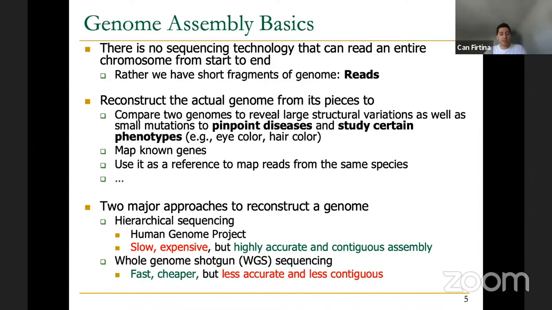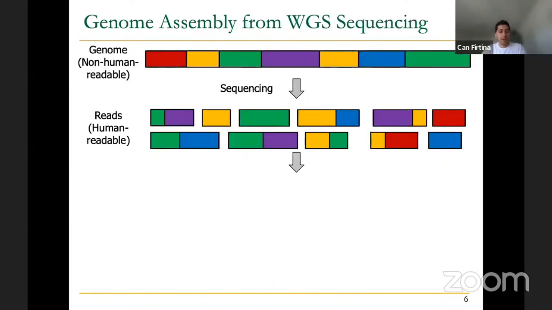And another approach is called whole genome shotgun sequencing, and that type of sequencing is usually fast and relatively much cheaper compared to the hierarchical sequencing. But we know that it's less accurate and less contiguous. It usually generates short reads with erroneous reads, let's say, with a relatively high error rate. So then let's focus on how to construct the genome assembly from whole genome shotgun sequencing.